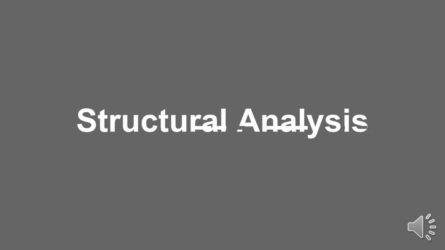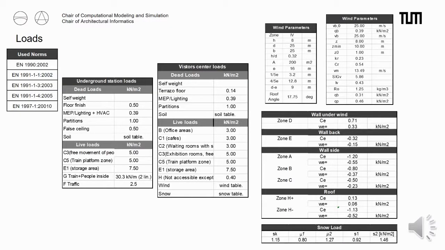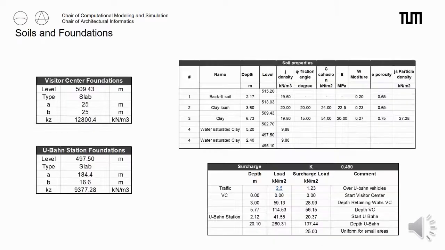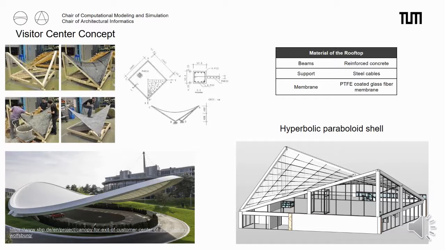Structure analysis. These are the loads we calculated for our structure: dead loads, live loads, wind load, and the snow load for the visitor center. Also, we decided on soils we will be using in our project. This way we calculated the foundation modulus of the visitor center foundation slab and for the U-Bahn station foundation. Also, we have calculated the pressure from the soils on our structure. We decided to divide the structure analysis into two parts. U-Bahn station structure analysis was done by Mustafa, and I did the structure analysis of the visitor center.